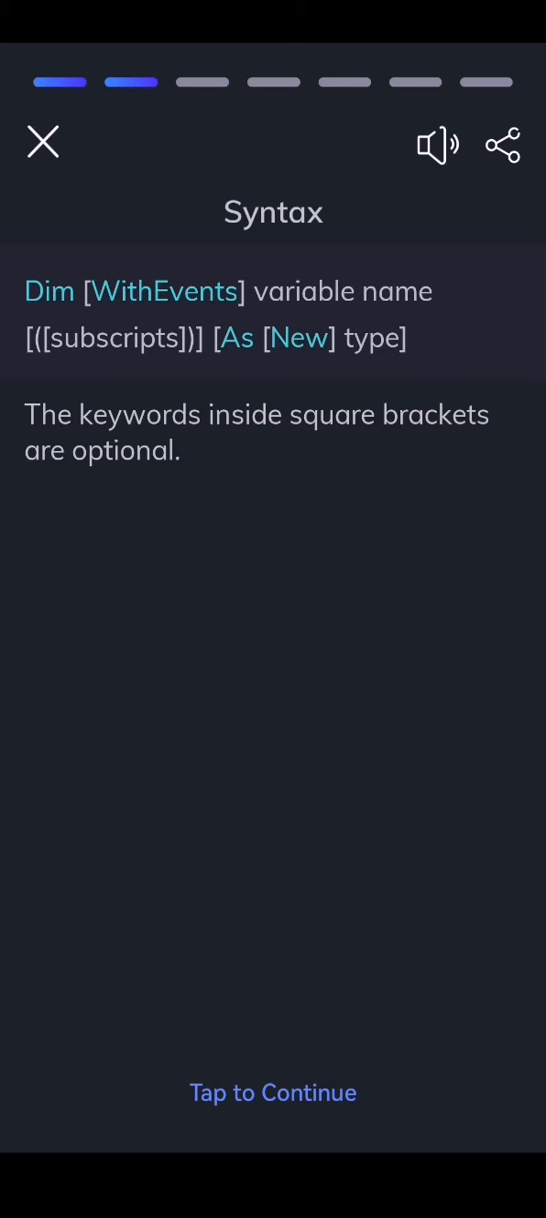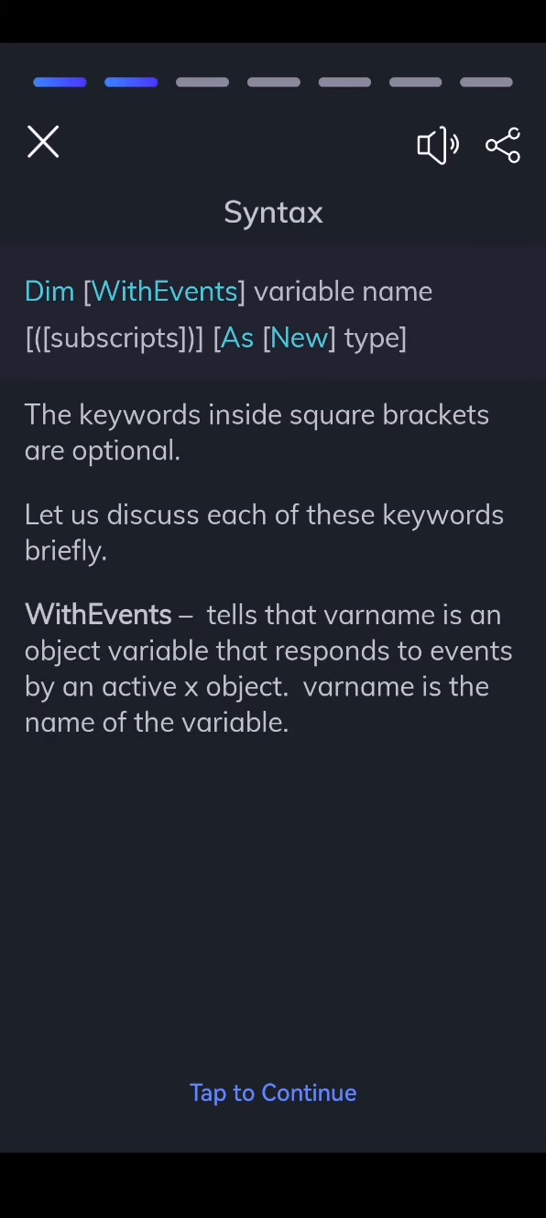The keywords inside square brackets are optional. Let us discuss each of these keywords briefly. WithEvents tells that varname is an object variable that responds to events triggered by an ActiveX object. Varname is the name of the variable.